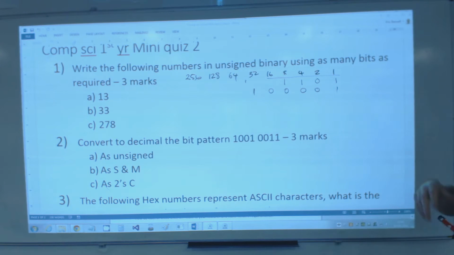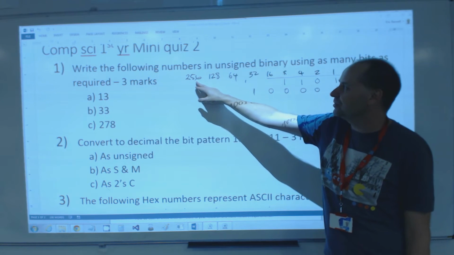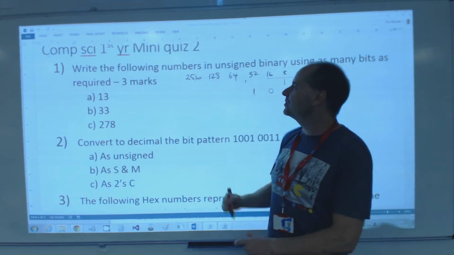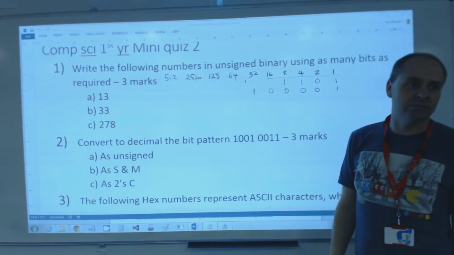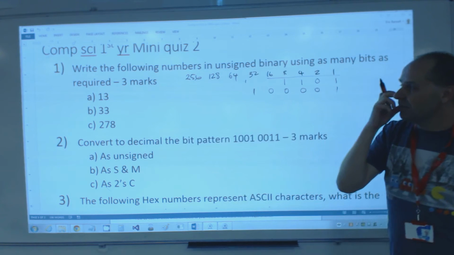Okay. Right, the next one, 278. Looking at this, 8 bits isn't going to cut it because the next column is 256. That is smaller than that. So if I was to go one more, 512, I don't need 512. Remember we just double up. But I do need 9 bits for this one.